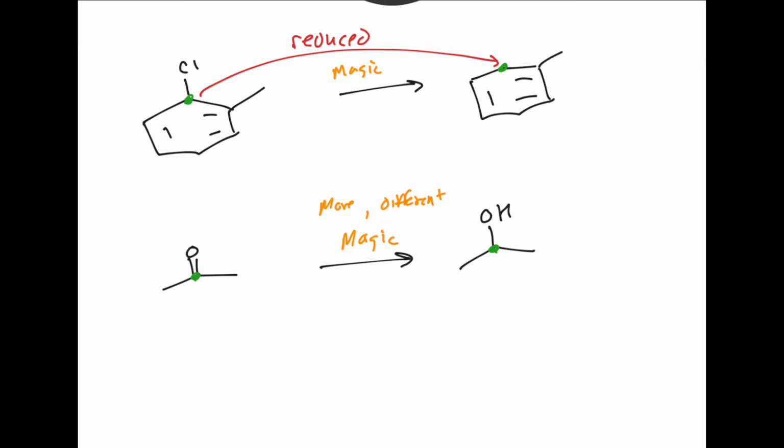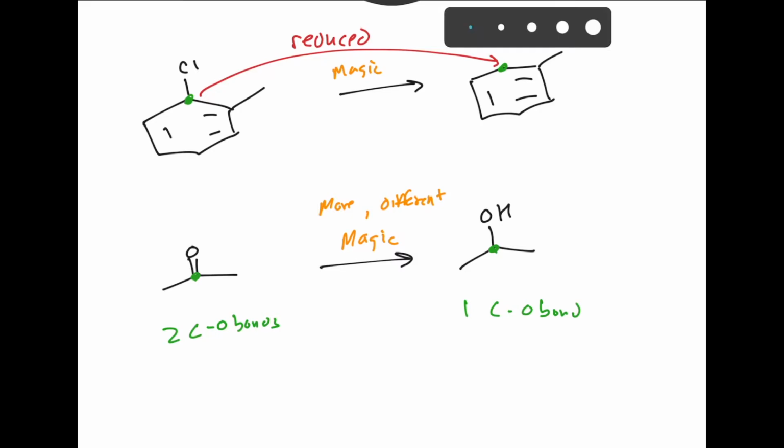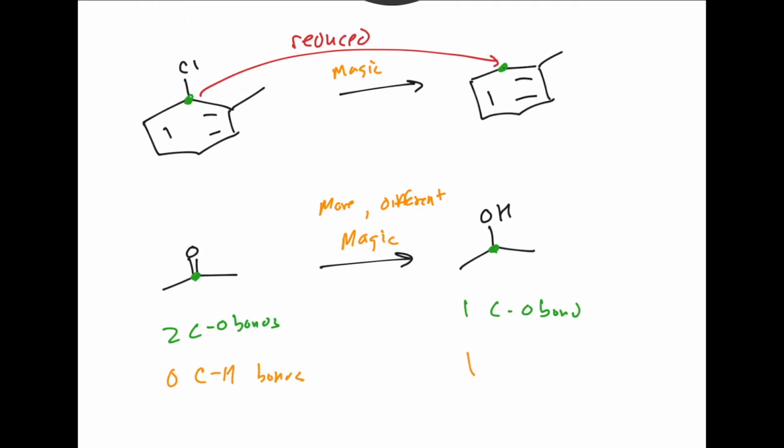So for this next reaction, how many carbon-oxygen bonds do we have? 2, right? 1, 2. And then in the product, we have 1 carbon-oxygen bond, right? We can also count our hydrogen bonds. We have 0 CH bonds, and then over here, we have 1 CH bond. So again, we reduced the number of oxygens on our carbon. So this was reduced again.